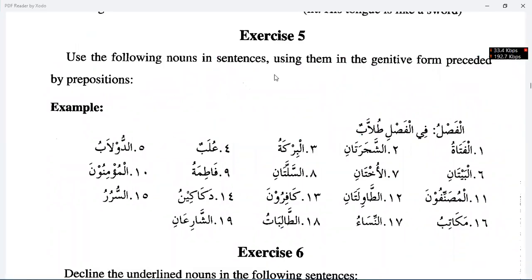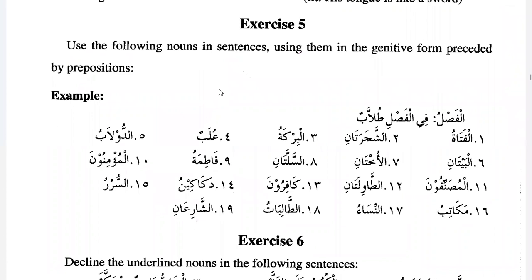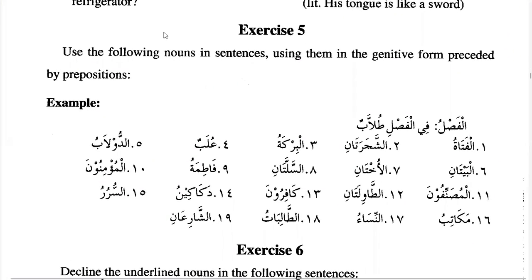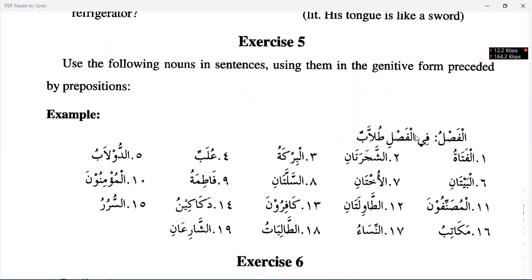Last time we stopped here on exercise number 5. Use the following nouns in sentences, using them in genitive form preceded by a preposition. So you need to make a sentence using these words, and before each word you will place a harf-e jar. So the word was al-fasl, we put harf-e jar before it. Fil-fasli tullabun, in the class there are students.